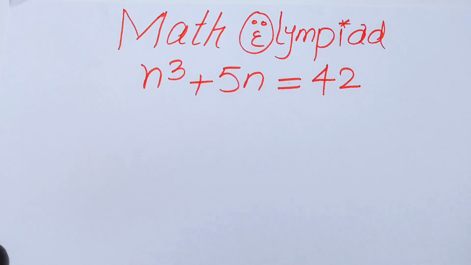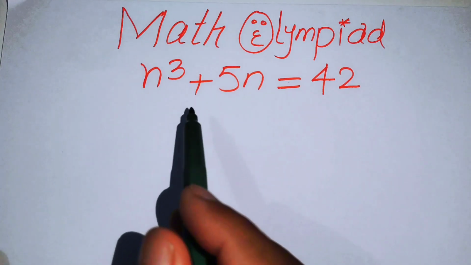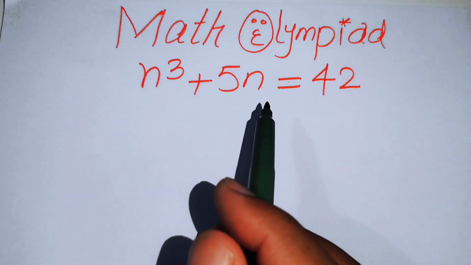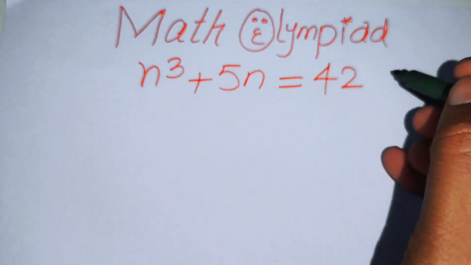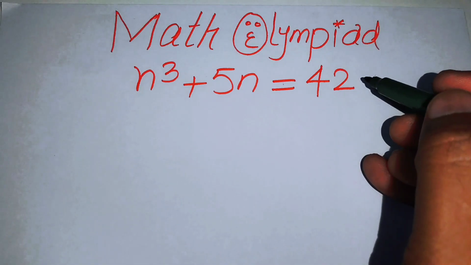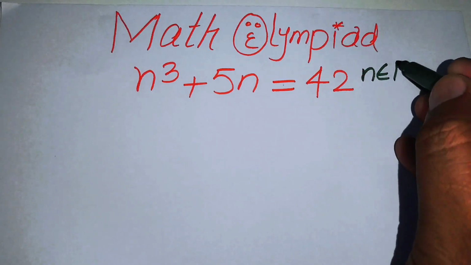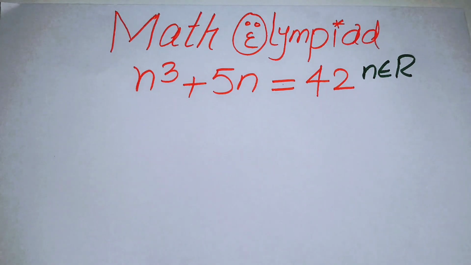In this video we are going to solve this nice algebra problem, and here we have n cubed plus 5n is equal to 42, and we will solve this problem for the real values of n. So remember one thing: n must belong to R, or we can solve this problem for the real values of n.